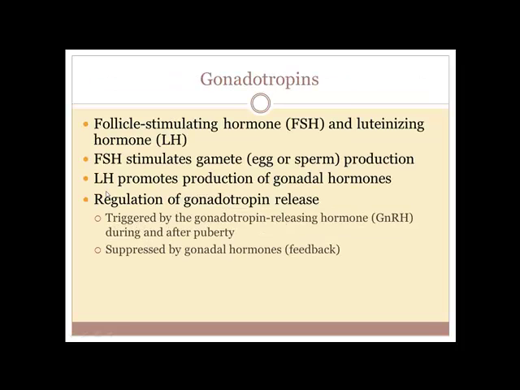With your gonadotropins, you're going to have FSH and LH. FSH is going to stimulate eggs or sperm to begin their maturation process. LH is going to promote the release of gonadal hormones, such as estrogen or testosterone. These guys are going to be controlled by the release of gonadotropic releasing hormone, and they will be controlled via a negative feedback mechanism.